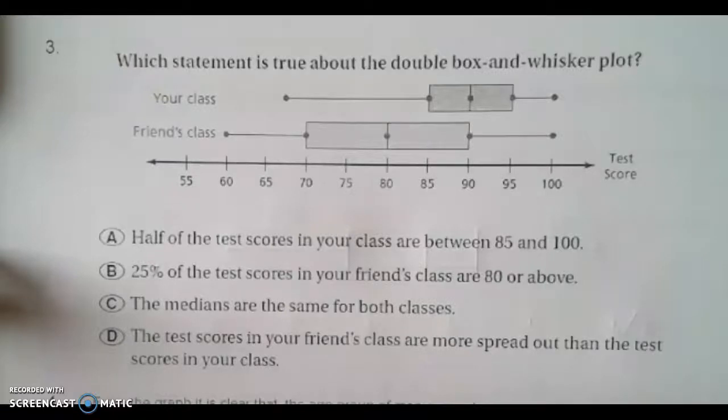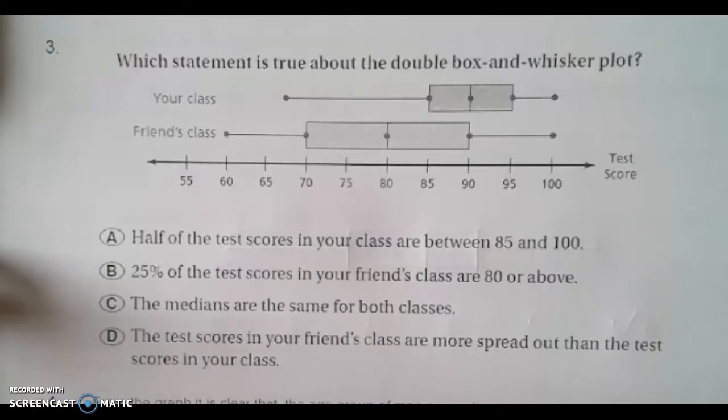Now that you know how to create a box and whisker plot, it's important to be able to read and understand information shown in a box and whisker plot. So we're going to start with example number 3 on page 20. It says, which statement is true about the double box and whisker plot? We call it a double box and whisker plot because it's two different box plots on one number line.